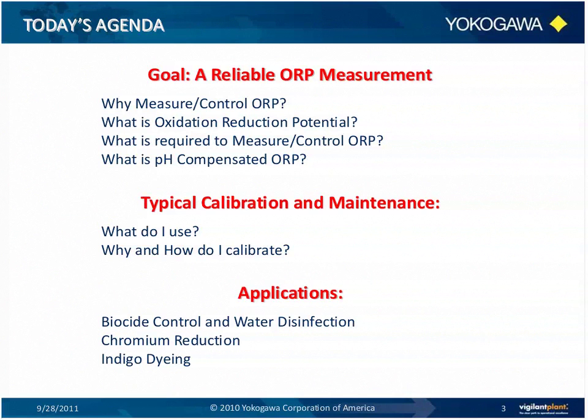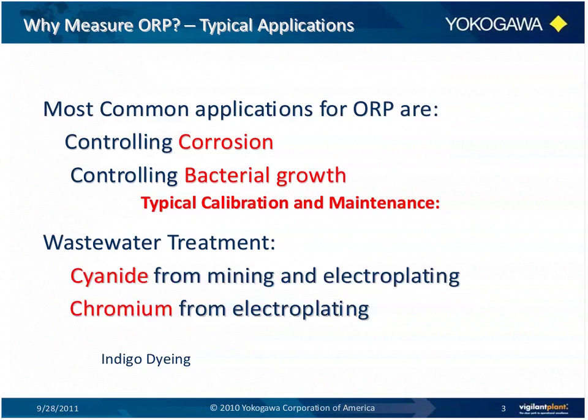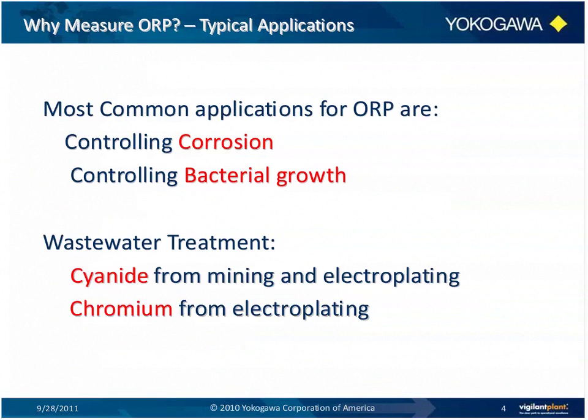ORP is a key measurement and control parameter for a wide variety of applications. Like I said before, we'll go into different applications in more detail later, but at a quick glance, you'll see ORP for corrosion control and bacterial growth in cooling towers, and you also will see it in wastewater treatments for cyanide and chromium reductions and in the mining and electroplating industries.